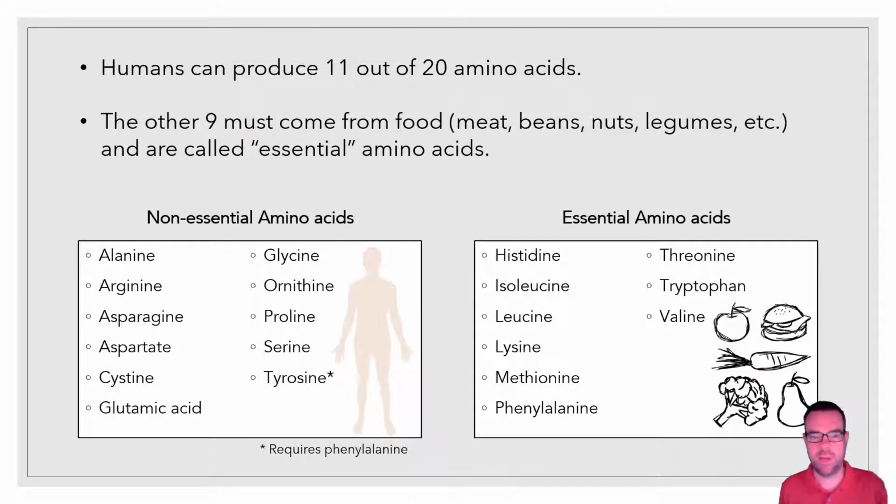So out of the 20 amino acids that we use, we can produce 11. So the other 9 are called essential amino acids, and they have to come from your food. So if you're a vegetarian, it means that you have to consider that when you're designing your diet. I will say this: tyrosine does require phenylalanine to be produced, so whether you count that as essential or non-essential, that's up to you. But the meaning is that we don't have enzymes to make the other 9.